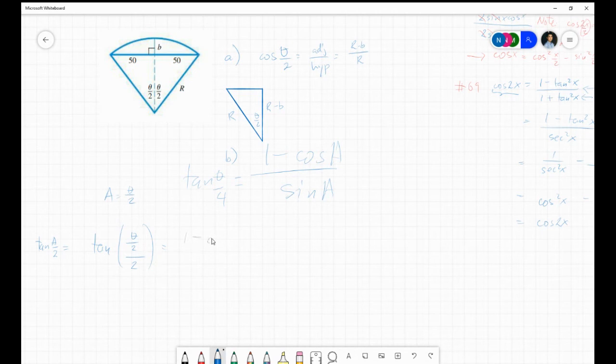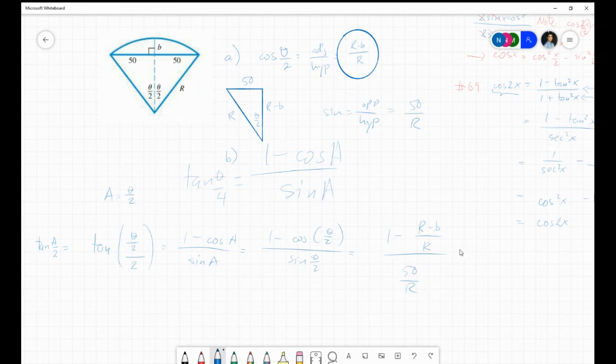Okay, so we have 1 minus cosine A over sine A. So A here is theta over 2, right? Yes. All right. So we know that cosine of theta over 2 is r minus b over r. And sine of theta over 2, well, you can easily find that, right? Sine is opposite over hypotenuse. So opposite we have is 50 over r. So this equals 1 minus (r minus b over r) divided by 50 over r.